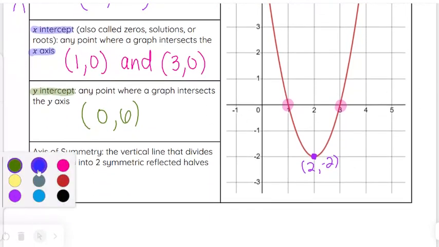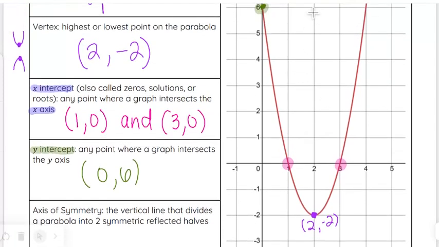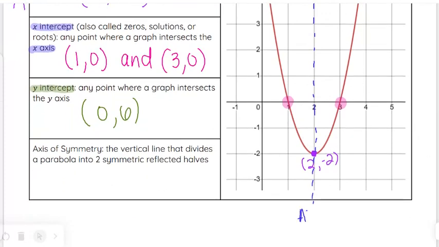And then finally, the axis of symmetry is the vertical line that divides a parabola into two symmetric reflected halves. Typically, it's drawn as a dashed line, and it is always going to go through the vertex. That is your axis of symmetry, AOS for axis of symmetry, and that is always written as an equation x equals, and then whatever number it runs through on the x-axis. In other words, whatever number is the x-coordinate of the vertex. So x equals 2 is the equation of the axis of symmetry.